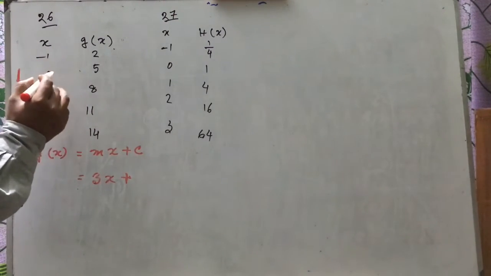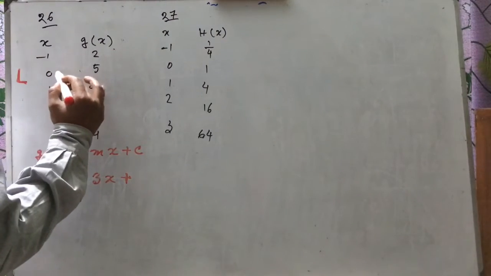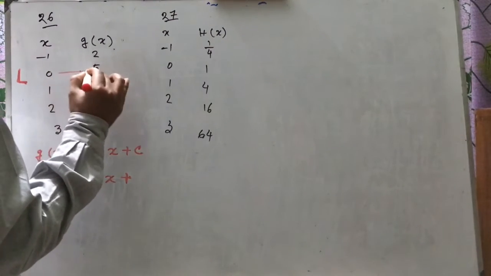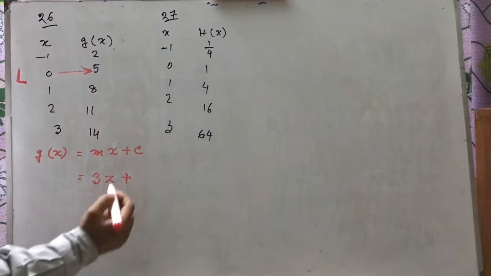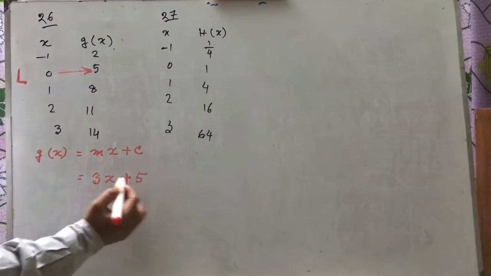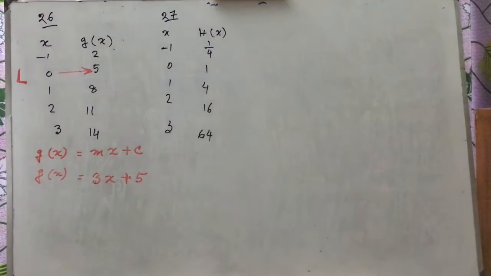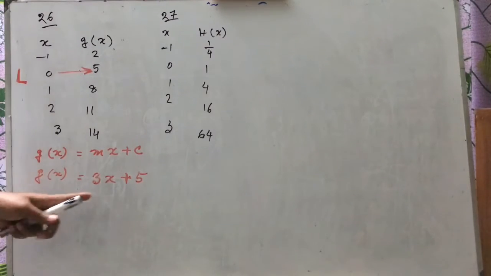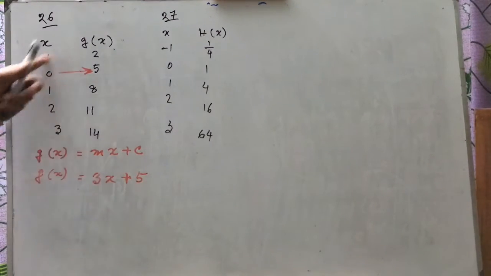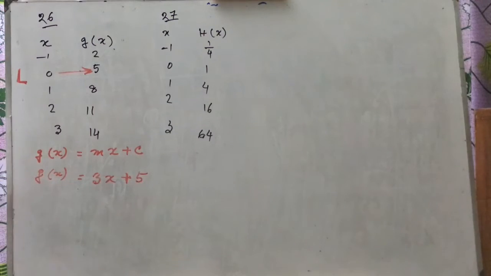C is the initial value. Initial value means the value at x equals 0. That is the value of c, which is 5. So g of x equals 3x plus 5. This is the answer to this question. This is linear and the function is this. This data actually came from this function, and we had to find this function.